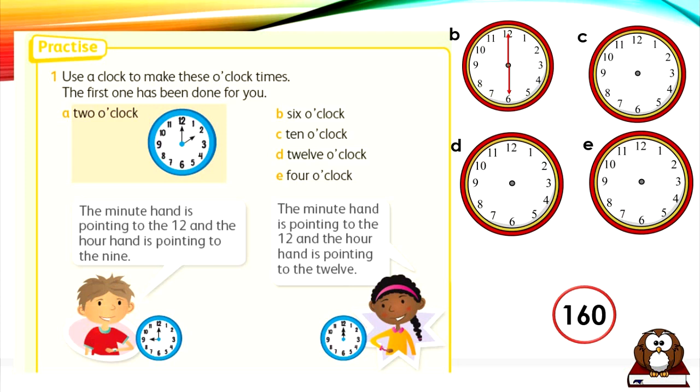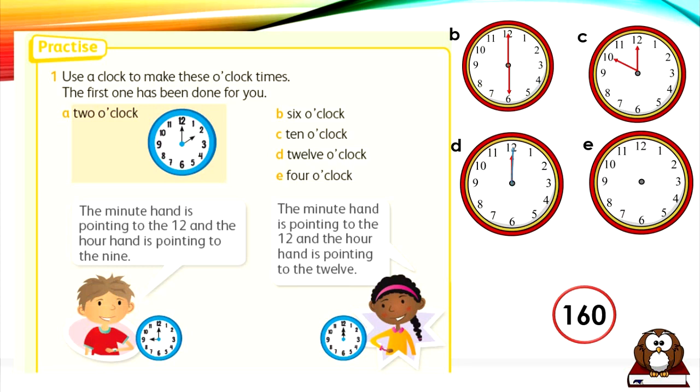Well done. C. 10 o'clock. If it's 10 o'clock, the small one should be on 10. Very good. And this big one should be on 12. Amazing. D. 12 o'clock. If it's 12 o'clock, the small one should be on 12. And also the big one should be on 12.